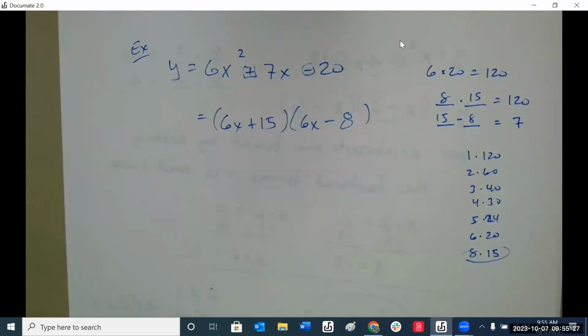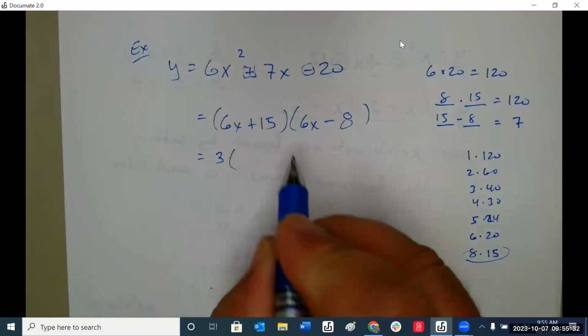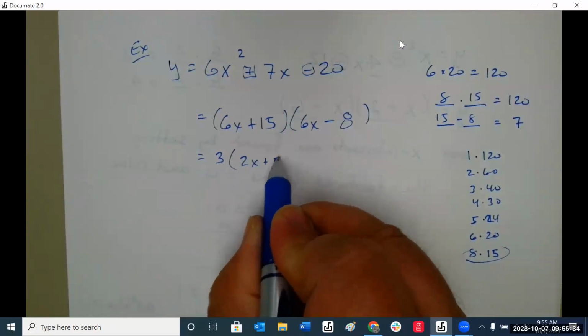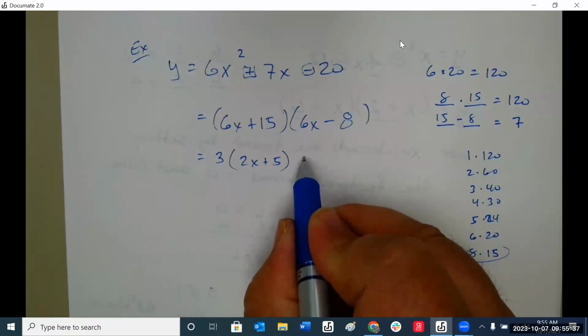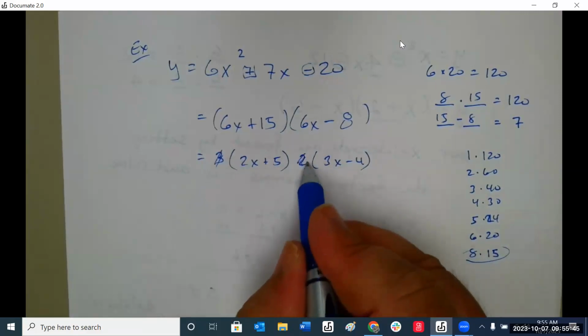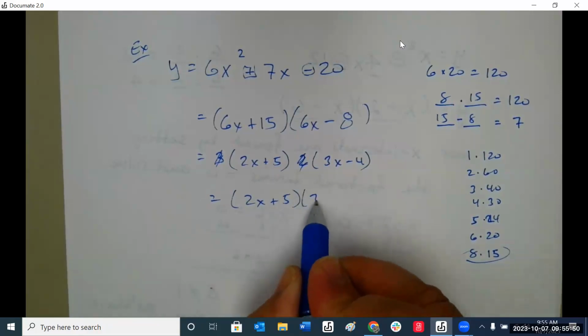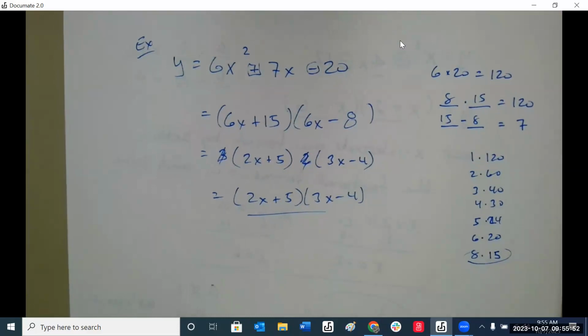Then what? Right. So we get 2x plus 5. Three x minus 4. And get rid of those. So our factors are, yeah, again, this is the hardest part here. Once you get that, then you're right. Once you saw 8 and 15, you knew the difference was 7, you're done.